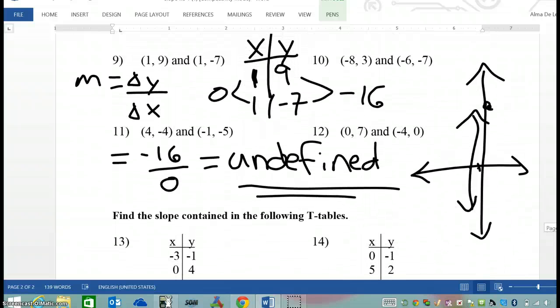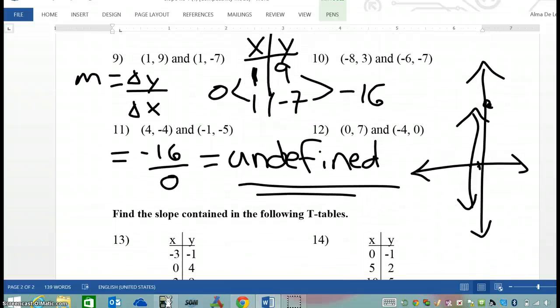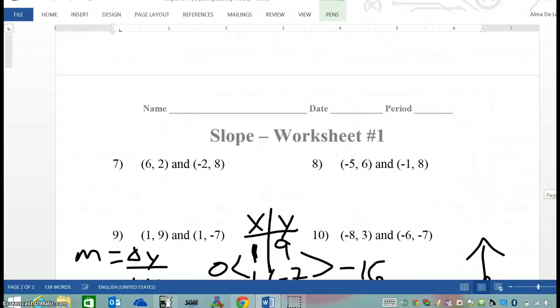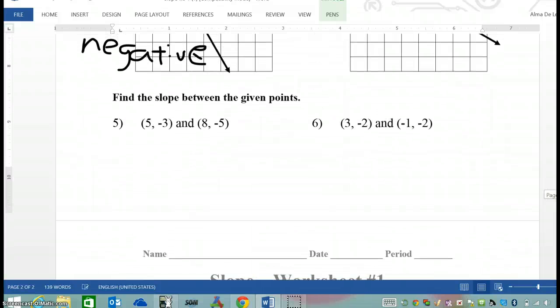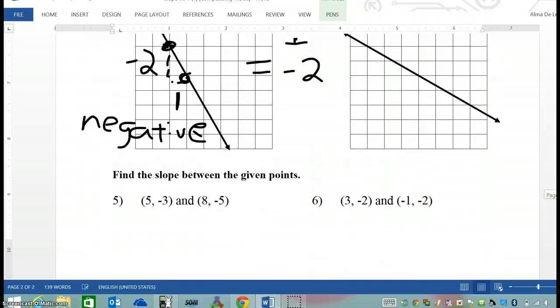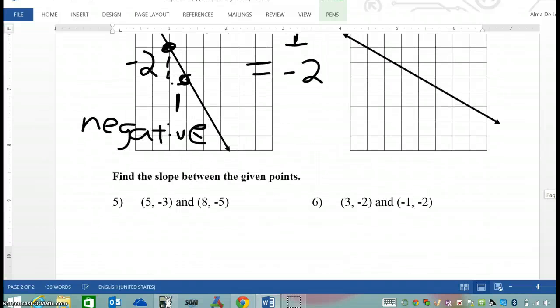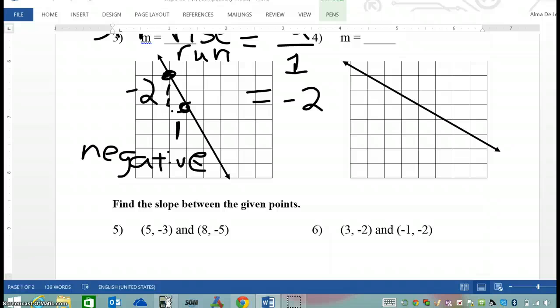The only things you guys need to watch out for is make sure that you're not dividing by 0. Anytime you divide by 0, you get something that's undefined. And also make sure that you watch out for those 0 slopes.